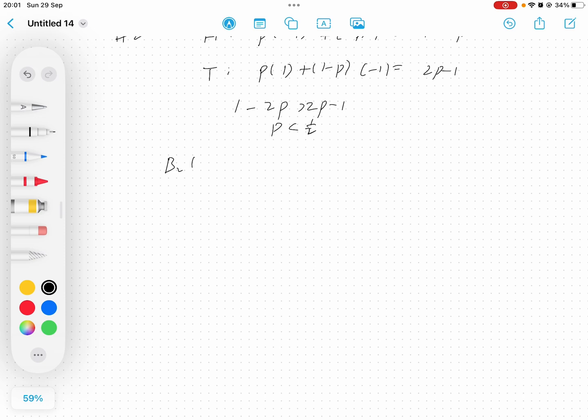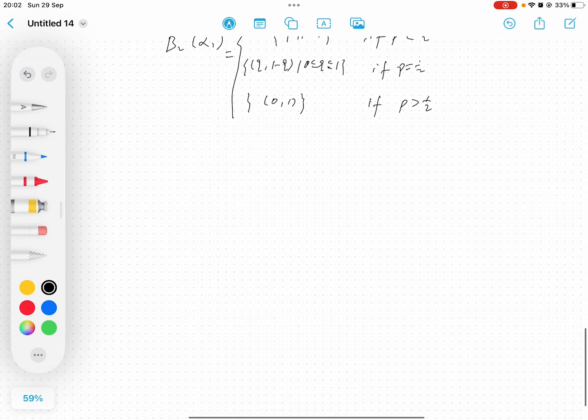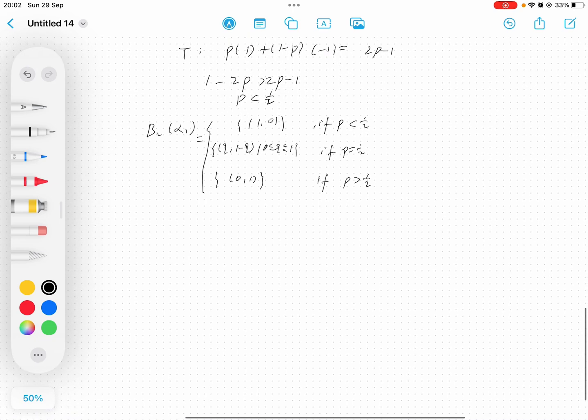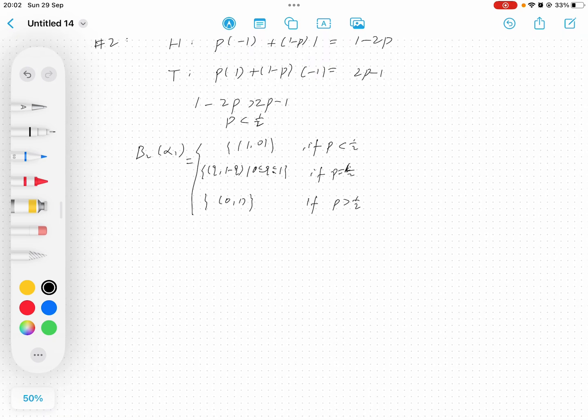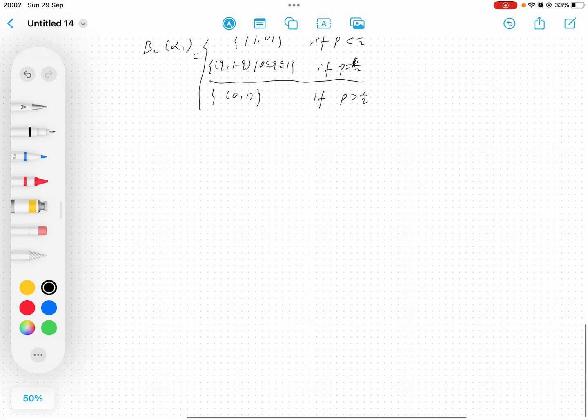So correspondingly, B2 given alpha 1 should be, again, 1, 0 if P is less than half. If P is exactly a half, then Q and 1 minus Q could be anything, right? If P is greater than a half, then this would be 0, 1. Okay. And again, if P is a half, then this will be pretty useful again, because in this case, player 2 could be playing anything here, right?